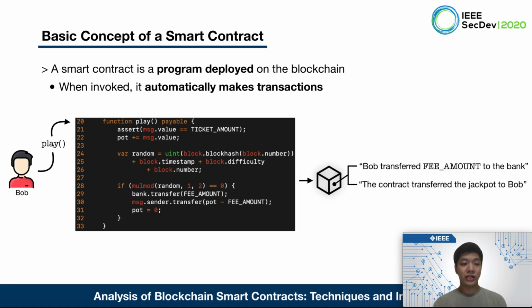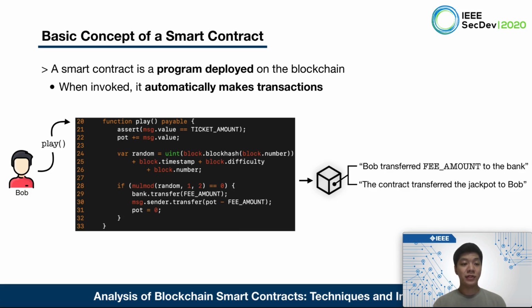A smart contract is basically a program implemented in programming languages and deployed on the blockchain. It is invoked by external parties or other contracts, and when invoked, automatically makes transactions. Example code is a game contract that aims to hit the jackpot.